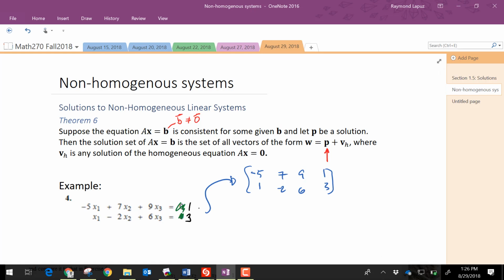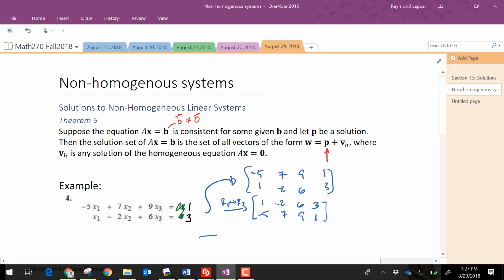So we include the augmented part and go through the same steps, which is probably why somebody suggested that we make this into a 3 instead of a 2. Oh, it should be 4? All right, well. Oh, we switched, right? We switched the order first. So let's switch row 1 and row 2: 1, minus 2, 6, 3, minus 5, 7, 9, 1.